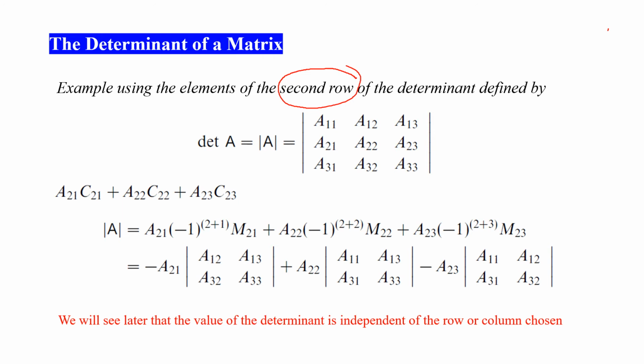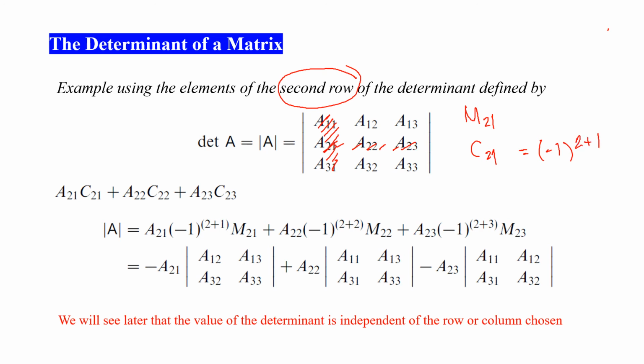So your A21, so any value of your A21 times the cofactor of A21. So just an example for the minor of your A21 and then your cofactor of your A21. So we remove all the elements of the second row and we remove all the elements of the first column. Okay, and your C21 is equal to -1 raised to the power of 2 plus 1.